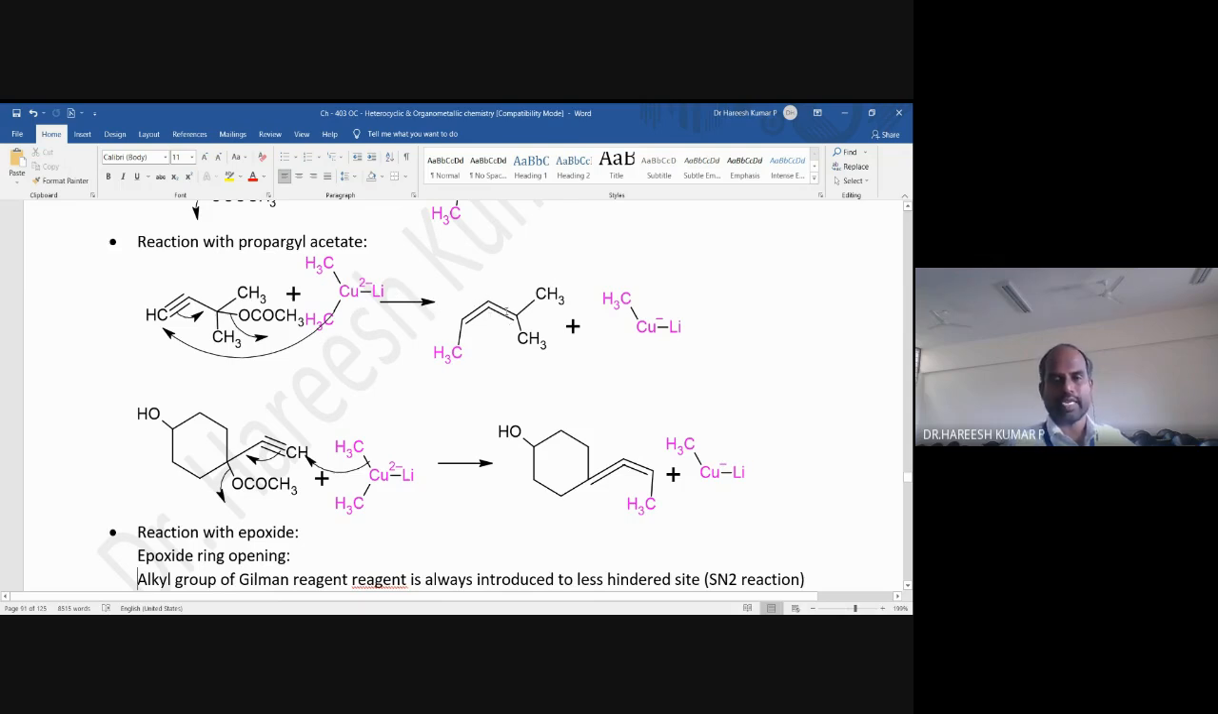Right. And this is one more example. Of course, this might also contain a propargyl acetate. As usual, the methyl group attacks the CH of the carbon-carbon triple bond. When there is a new bond formation between this carbon and this carbon, this bond pair goes over, and this bond pair is a leaving group, it will go out.